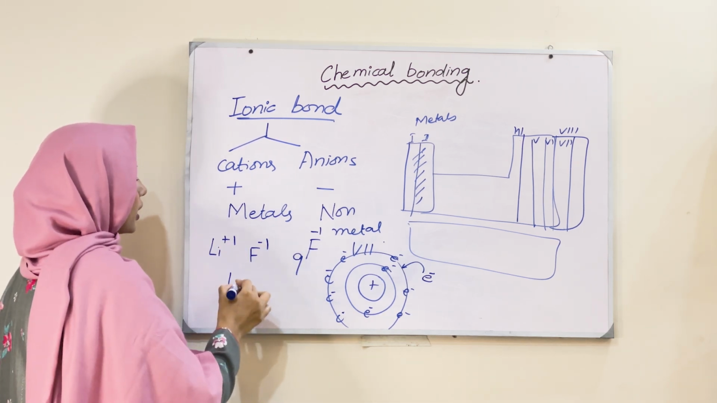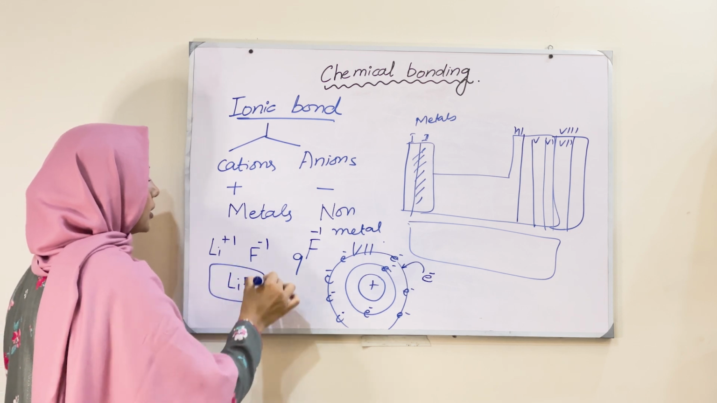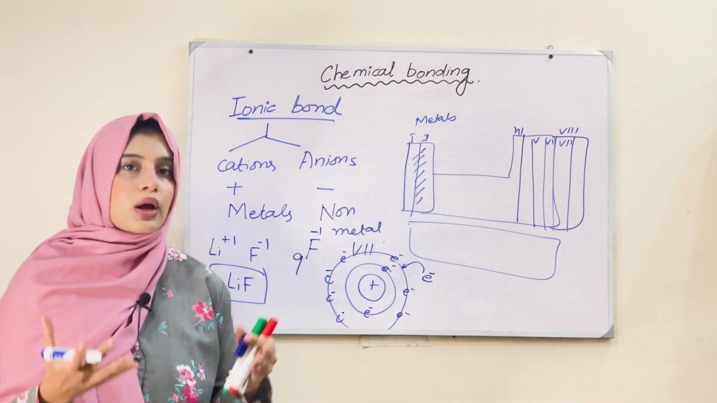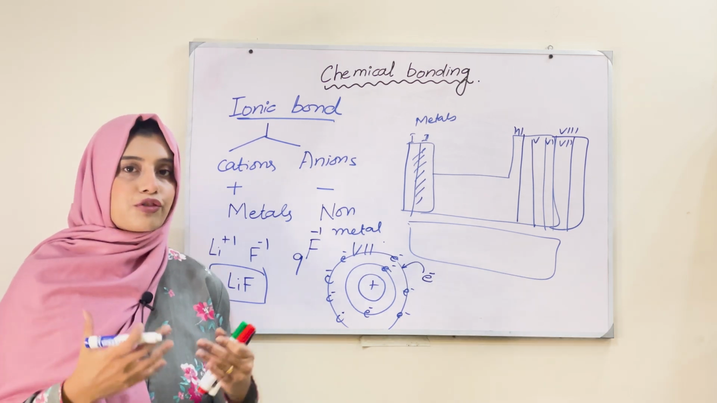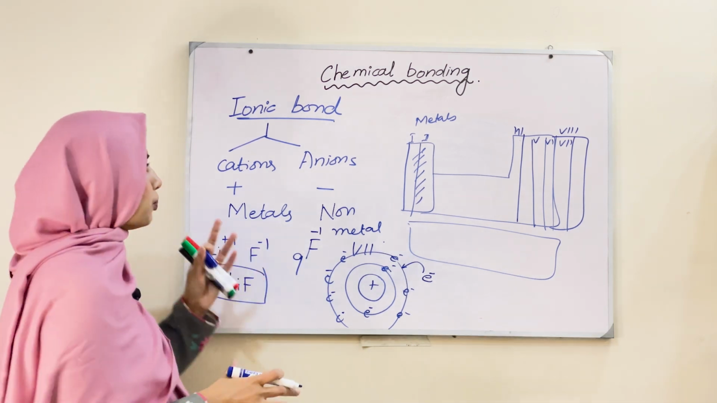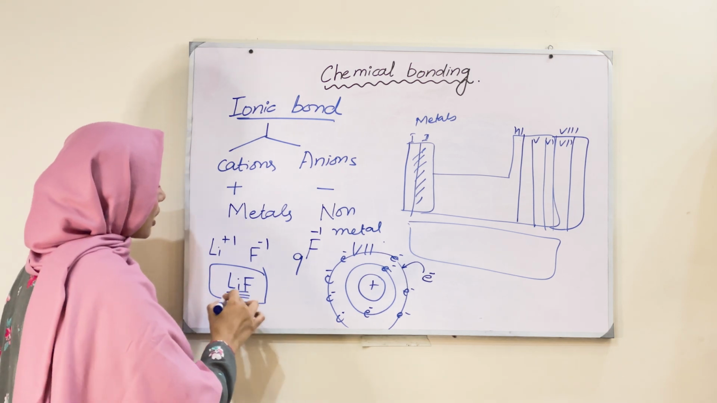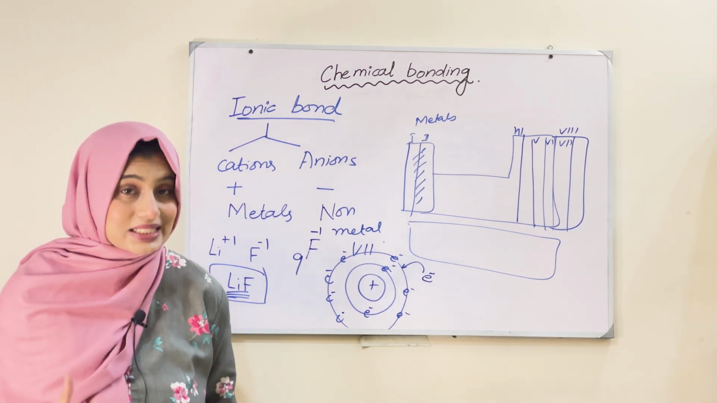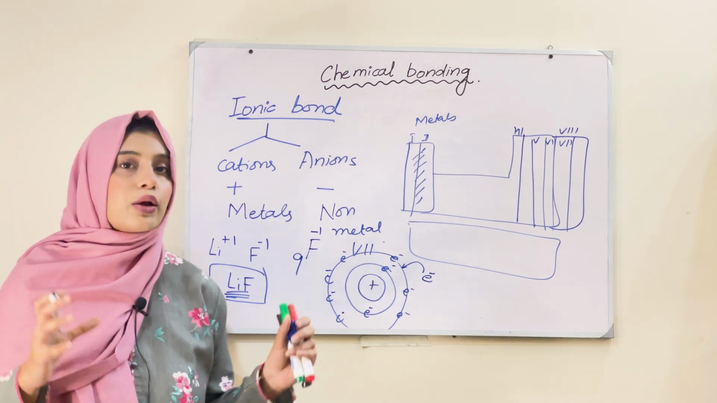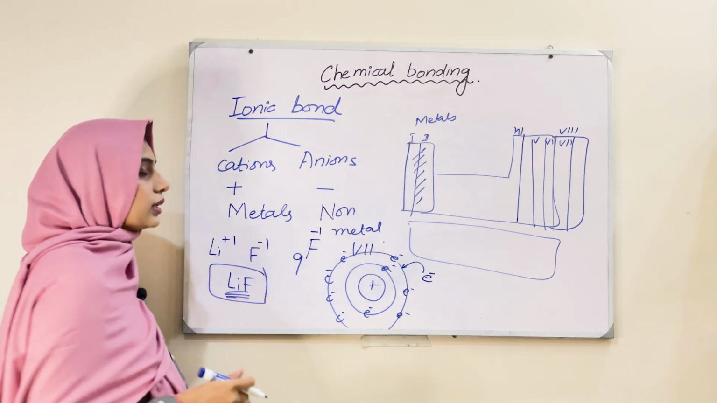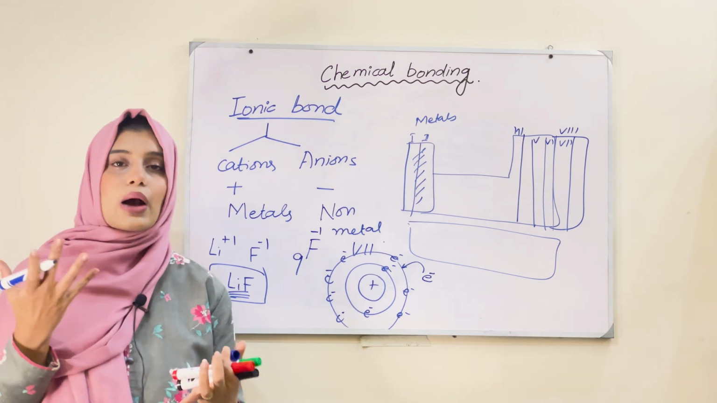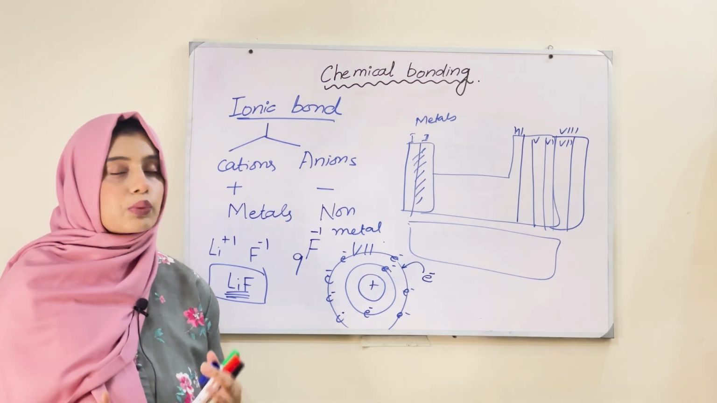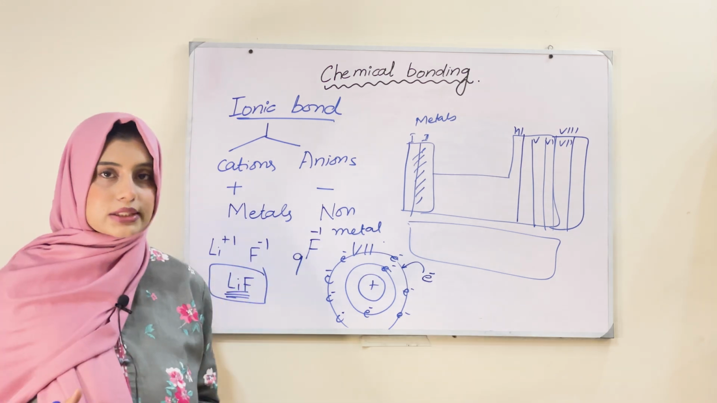So lithium had a +1 charge, fluorine has a -1 charge. Both of them combine and form lithium fluoride, which is an ionic compound. This is how ions combine and form an ionic compound, and the bond between these two ions is known as an ionic bond. Is it clear? I hope this concept is clear to all of you: how ionic bonds are formed, how ions are formed, how they get stability, what a chemical bond is, and what the role of this whole process is.